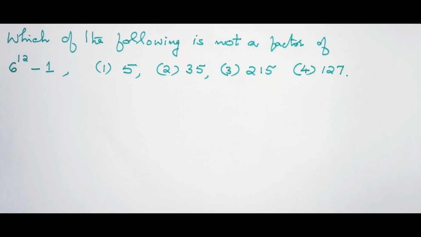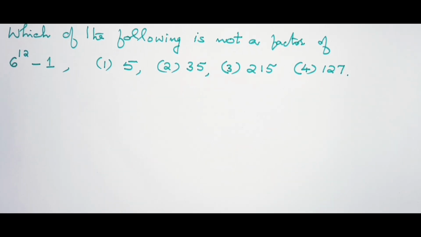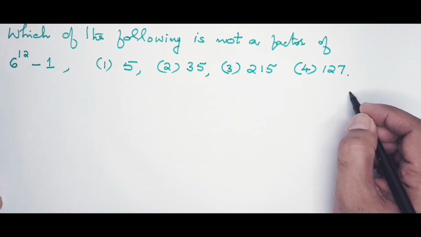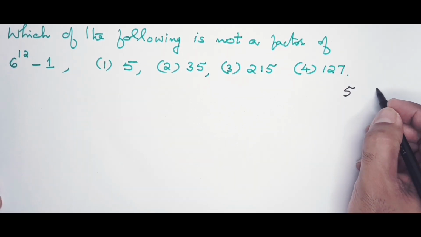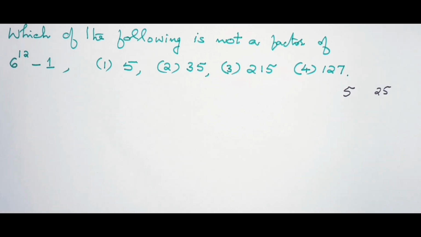So what do you mean by factor? A number is said to be a factor of another number if the first number divides the second number. For example, if you take 5, that's a factor of 25. It's as simple as that. Another word for factor is divisor.